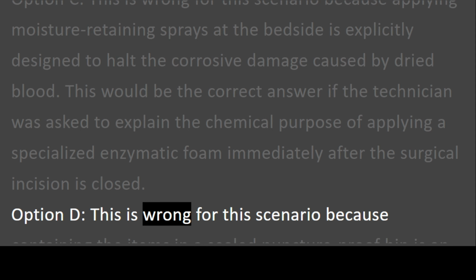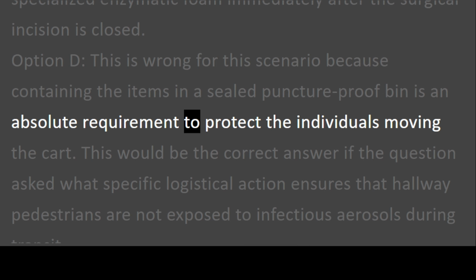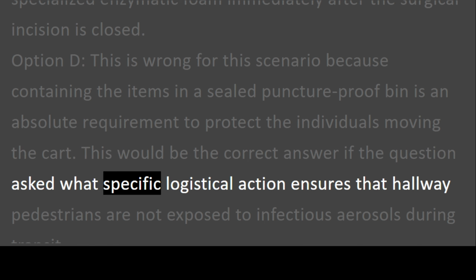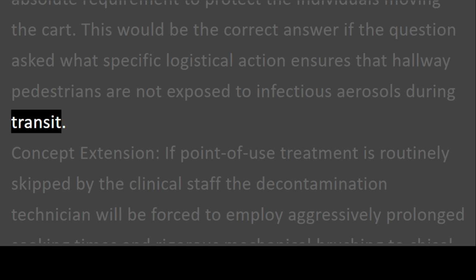Option D. This is wrong for this scenario because containing the items in a sealed puncture-proof bin is an absolute requirement to protect the individuals moving the cart. This would be the correct answer if the question asked what specific logistical action ensures that hallway pedestrians are not exposed to infectious aerosols during transit.